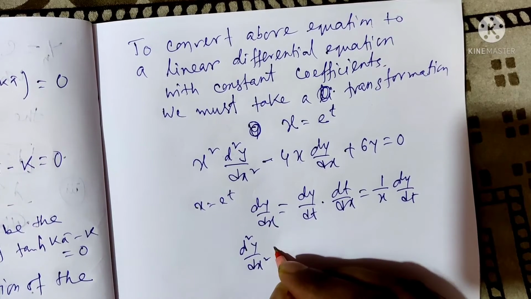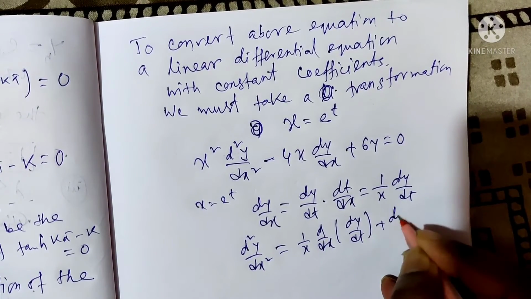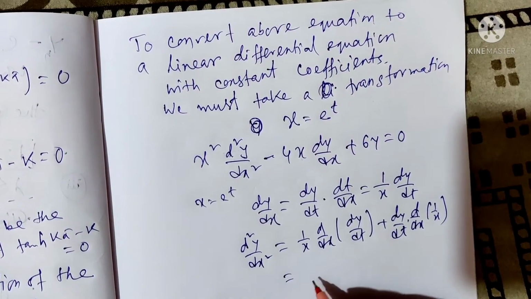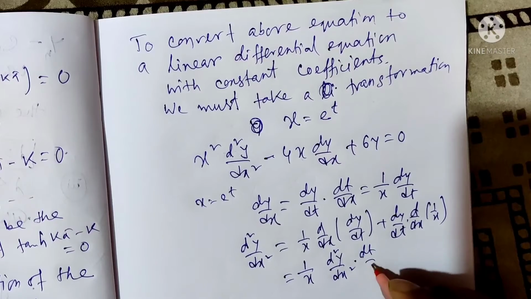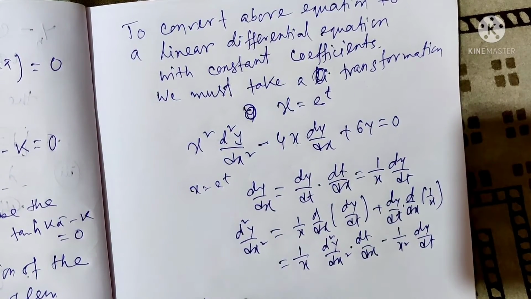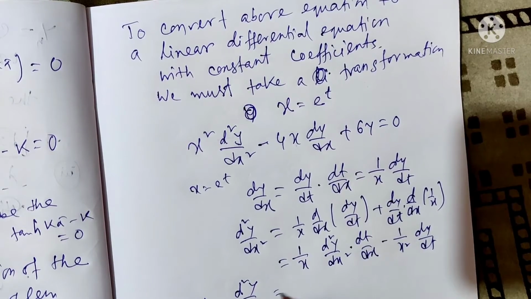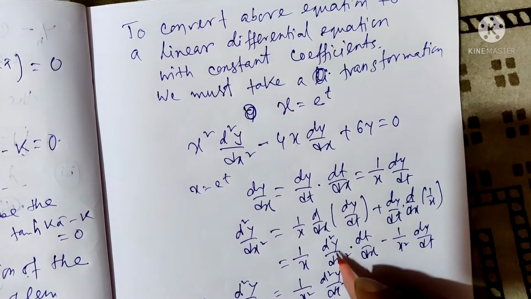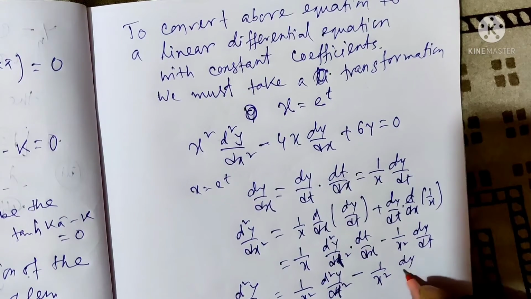d2y dx2 equals 1 upon x d of dx of dy dt plus dy dt into d of dx of 1 upon x, that implies 1 upon x into d2y dt2 into dt dx minus 1 upon x square dy dt. That implies this also, 1 upon x square d2y dt2 minus 1 upon x square dy dt.